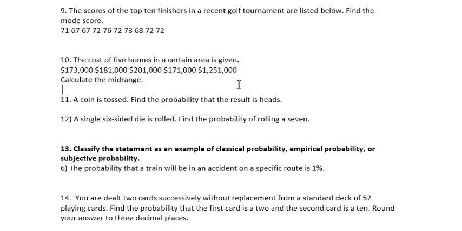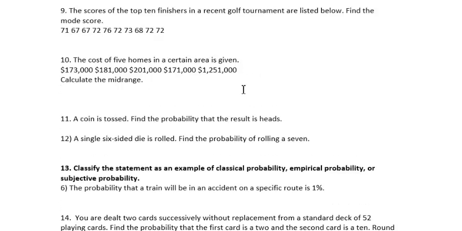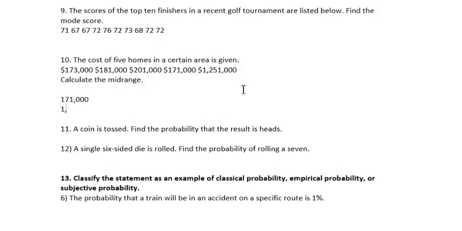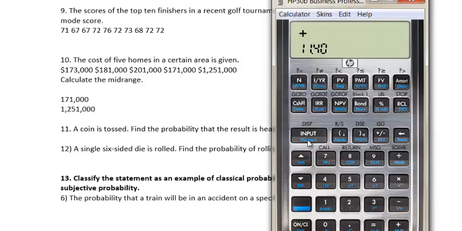So in our case, let us take the smallest value, which is 171,000. And the largest value, which is 1.251 million, 1,251,000. And let's take the average of those two. Again, we can use our calculator. We don't really need to use our calculator, but we will. Why not?